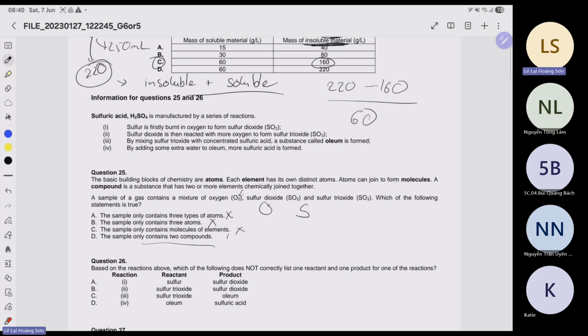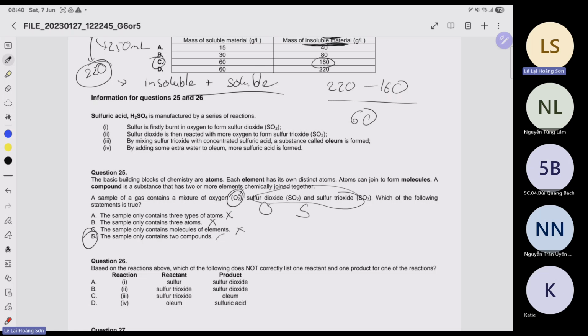It contains two compounds. Yes. Oxygen is one element, and sulfur dioxide and sulfur trioxide are two compounds. We have three substances: one element and two compounds. So this is correct. Moving on to questions 26, 27, 29, and 30.